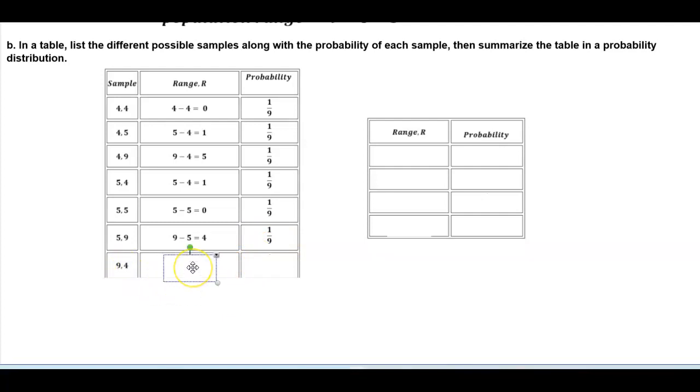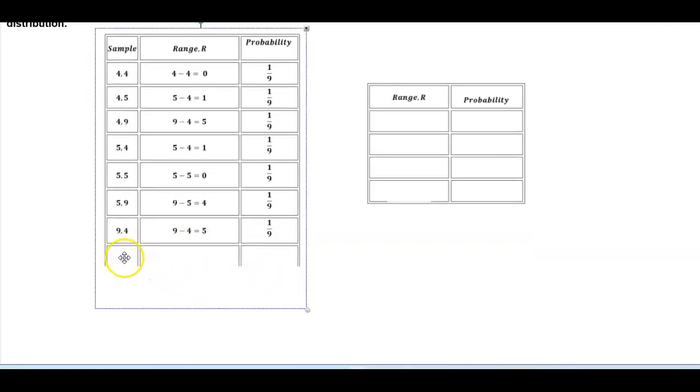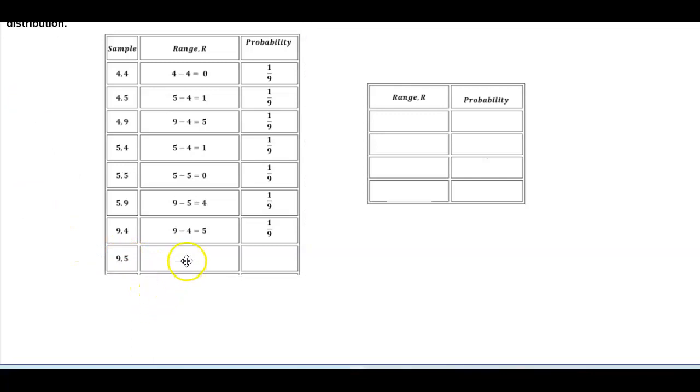If we have 9 and 4, 9 minus 4 gives us 5, and therefore that's 1 out of 9. 9 and 5, 9 minus 5 gives us 4, so we have 1 out of 9. And then 9 and 9 is 9 minus 9, which gives us 0, and 1 out of 9.